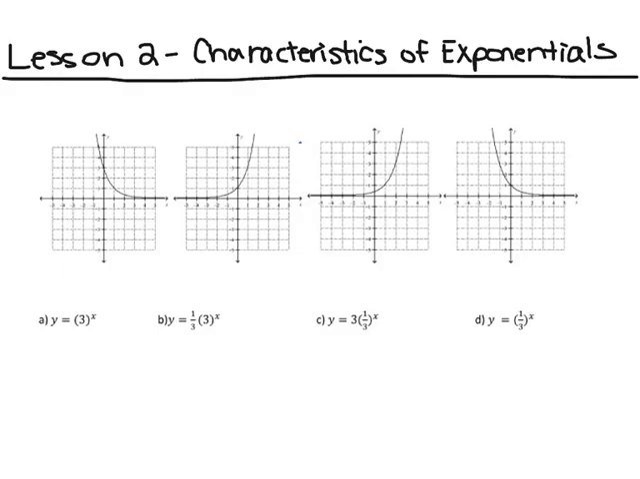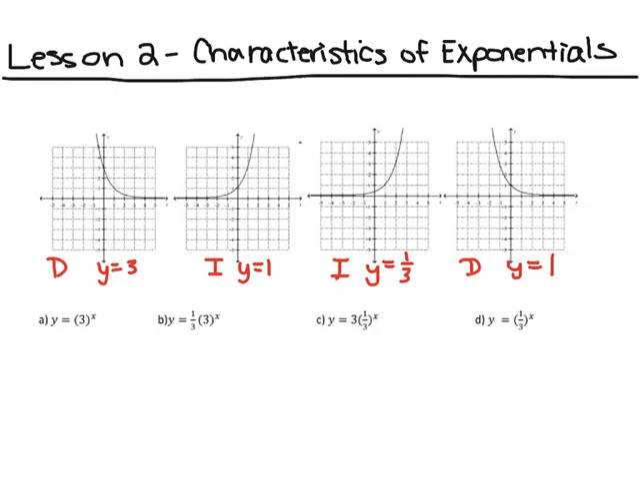So for the first graph, we know it's decreasing and our y-intercept is 3. For the second graph, we know it's increasing and our y-intercept is 1. For the third graph, it's increasing and our y-intercept is a fraction, so I'm going to guess 1 over 3. And the last one, it's decreasing and our y-intercept is 1. Now we're going to look at the equations.